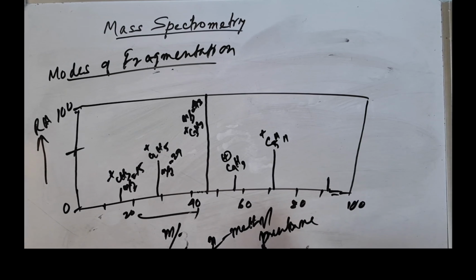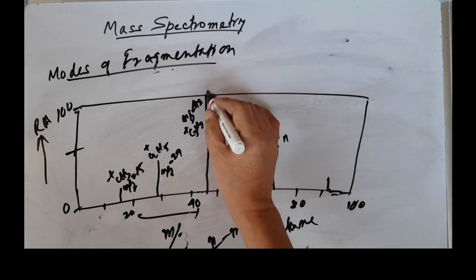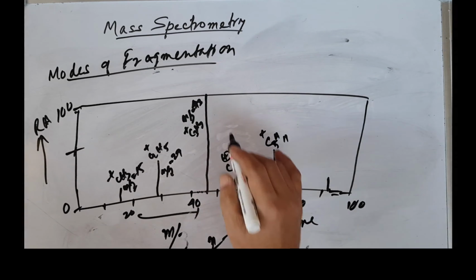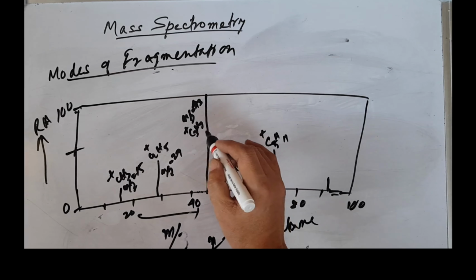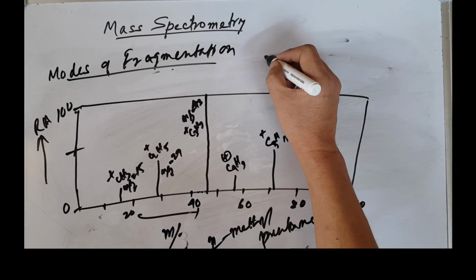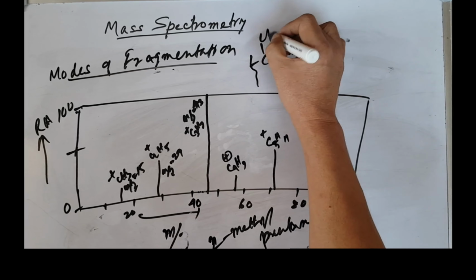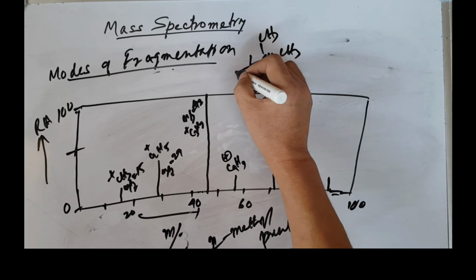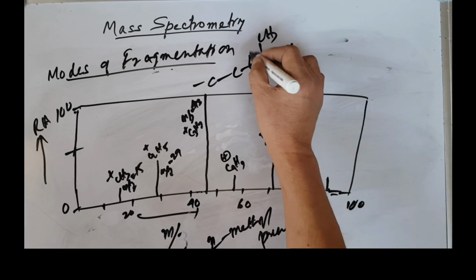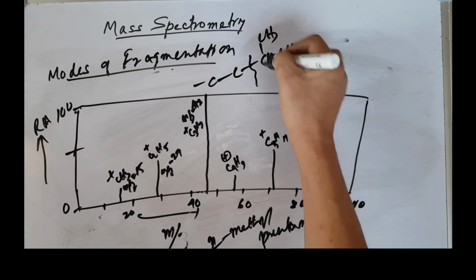But in the case of 3-methyl pentane, it is slightly different. So the fragmentation will not give the base peak here. In the 2-methyl case, the base peak is this one, where fragmentation takes place here, at the CH3. So you get this base peak.